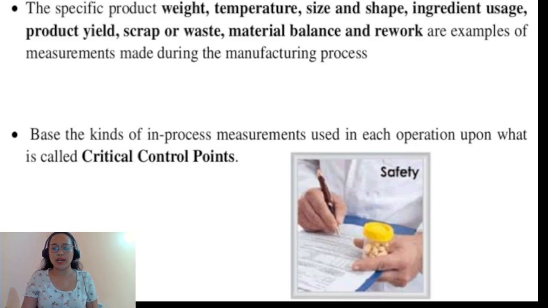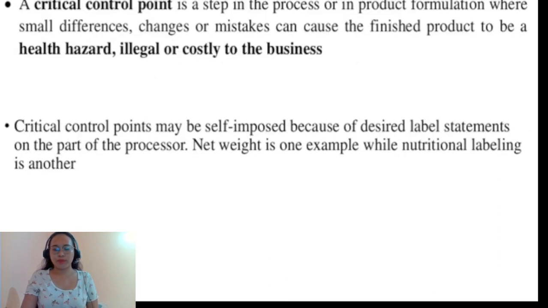This is also the base kinds of in-process measurements used in each operation upon what is called critical control points. That's what you can see also in the picture. Then a critical control point is a step in the process or in product formulation where small differences, changes, or mistakes can cause the finished product to be a health hazard, illegal, or costly to the business.